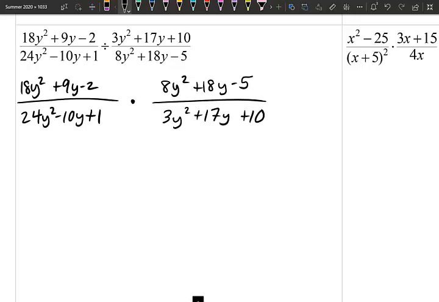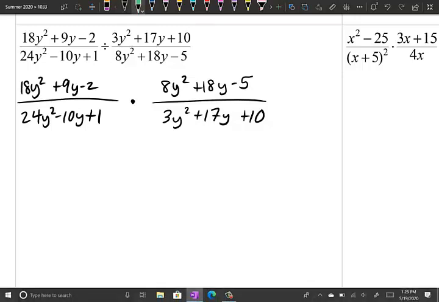So we keep the first one, we change division to multiplication, and we flip the second one. Now we factor everything. So I'm going to bring all of this out. Our first one, we have 18y squared plus 9y minus 2. We can simplify this by factoring. When we factor, we have 6y minus 1 and 3y plus 2.